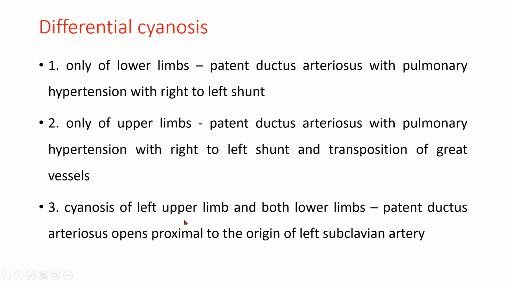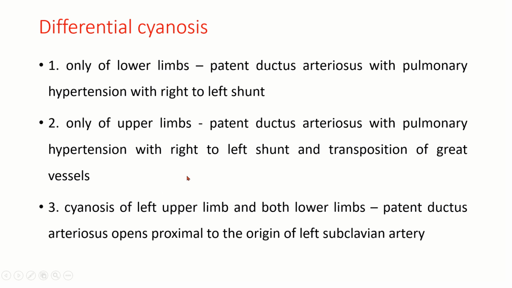Then cyanosis of left upper limb and both lower limbs: patent ductus arteriosus opens proximal to the origin of left subclavian artery. In this condition, you can see the left upper limb cyanosis with both lower limb cyanosis.